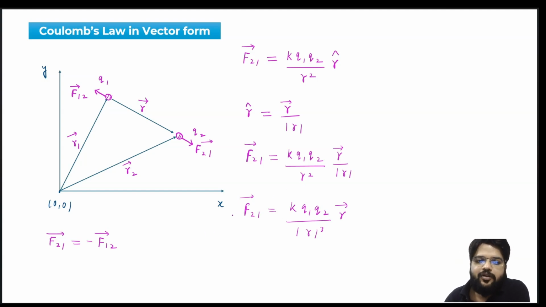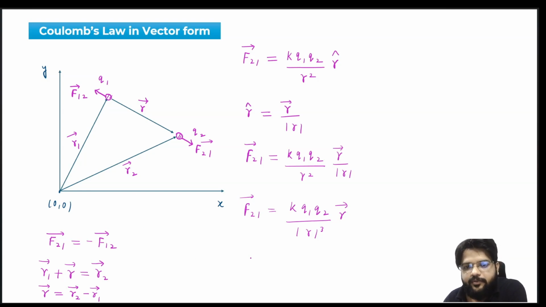Now, if I use the triangle of addition here, because we have three vectors R1, R and R2, what relation will we get? Let's see it, everyone. R1 plus R equal to R2, correct? So from here, R can be written as R2 minus R1. This is the value of vector R, R2 minus R1.